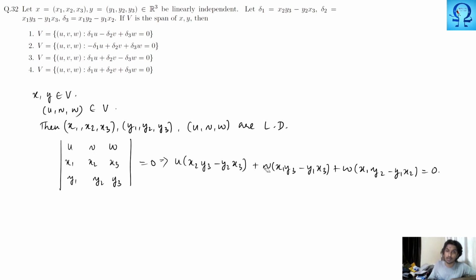Sorry, actually this is minus, right? Yeah. So if you see, this is your delta 1 value, this is your delta 2 value, and this is your delta 3 value. Option 1 is right. So that's it.